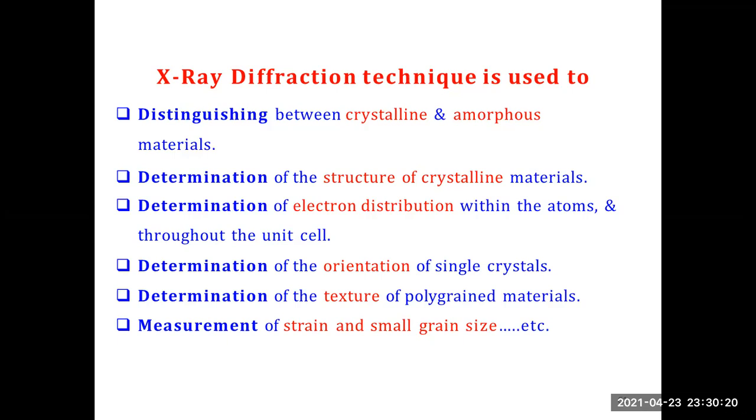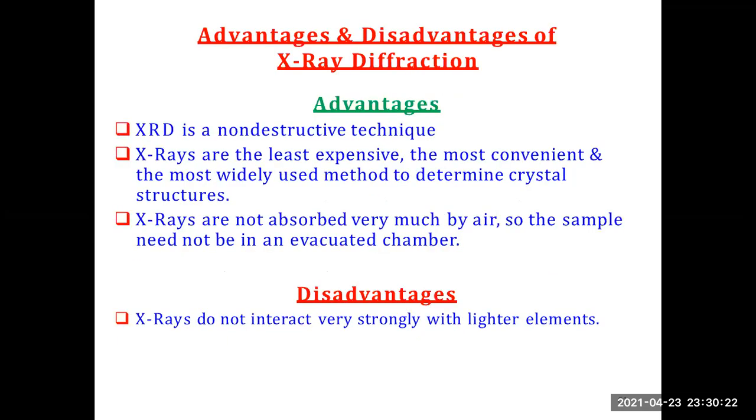Now these are the various examples of X-ray diffraction. Where is this XRD actually used, and what are the advantages and disadvantages? XRD is a non-destructive technique, which is least expensive and is used to determine crystal structures, by which we can know the properties of the crystals.